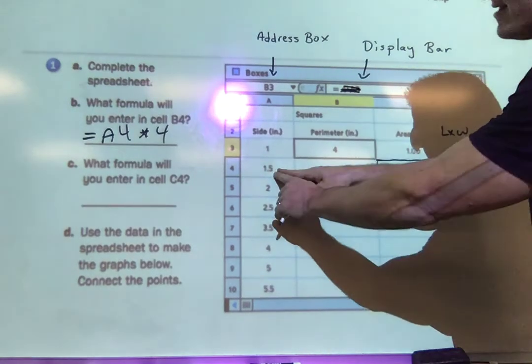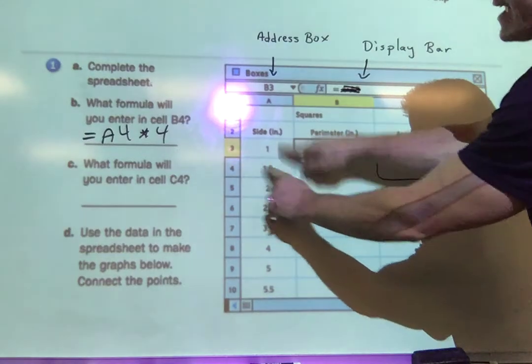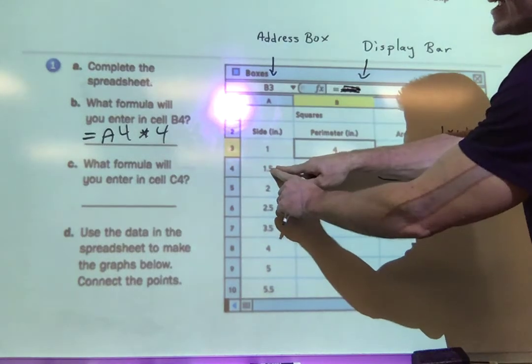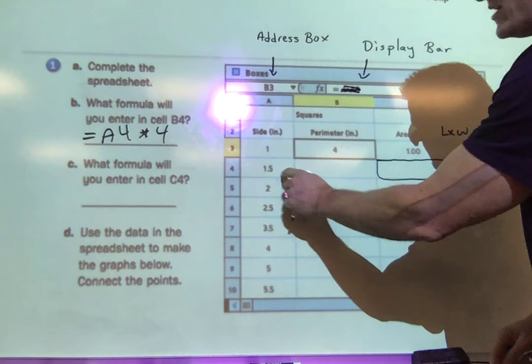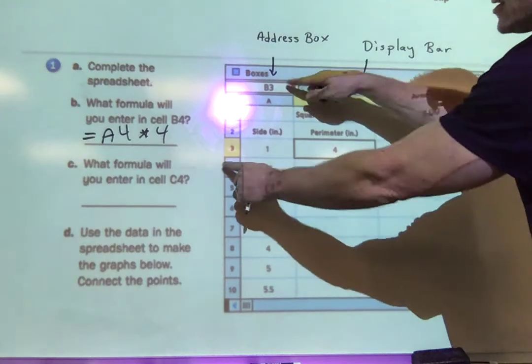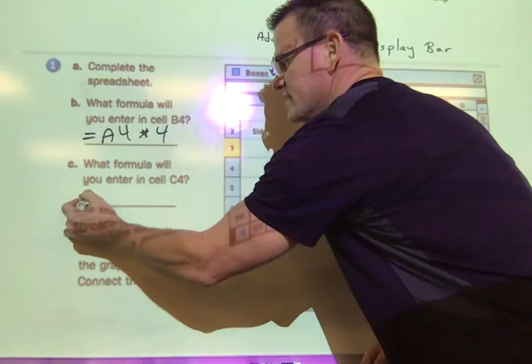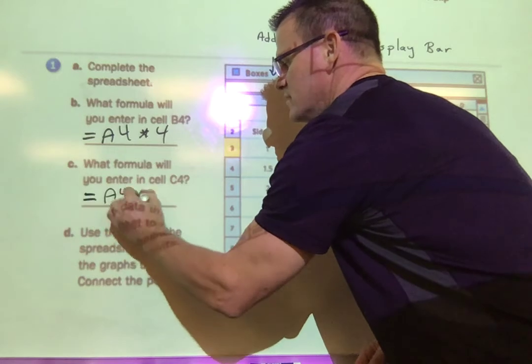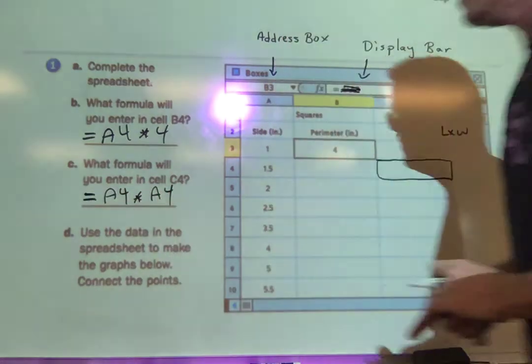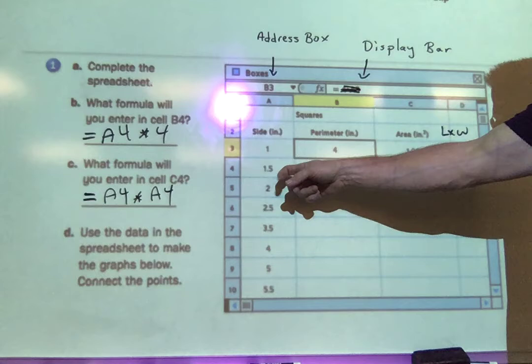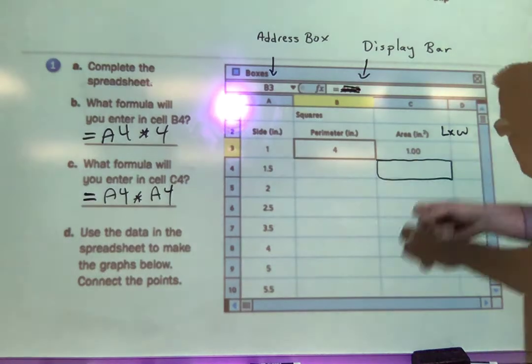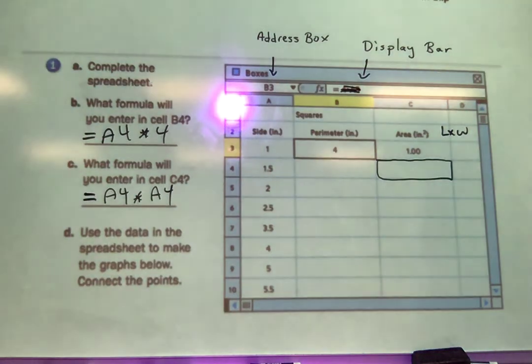Well, remember, we got to tell its location, its address. It's A4. And I got to take it times itself, right? Length times width, or this times itself. So A4 times A4, say equals A4 times A4. And that's just its length times its width. It's telling me to take 1.5 times 1.5. Boom. It'll calculate the area for me automatically.